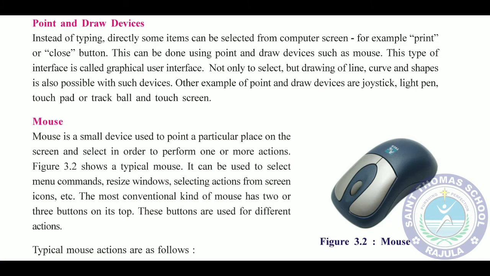Now first we will discuss the mouse. The mouse is a very small device that we can use on a flat surface. The direction you move the mouse, in the same direction the arrow will move on your screen. The mouse is used to point to a particular place on the screen and select it in order to perform one or more actions. Here in figure 3.2 you can see the mouse image.